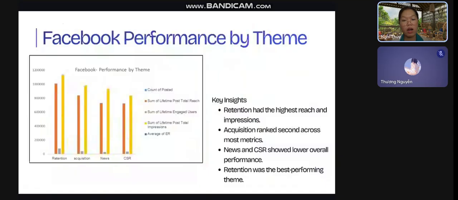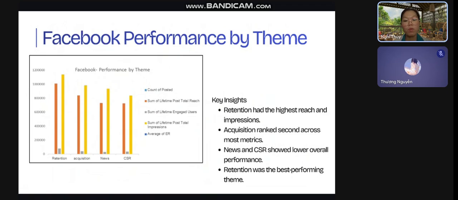Okay, this chart compares the performance of four Facebook content themes. Looking at the chart, we can clearly see that retention reached more users and generated more impressions than other themes. Acquisition also performed well, while news and CSR produced lower results. Overall, retention was the strongest performing content theme on Facebook.